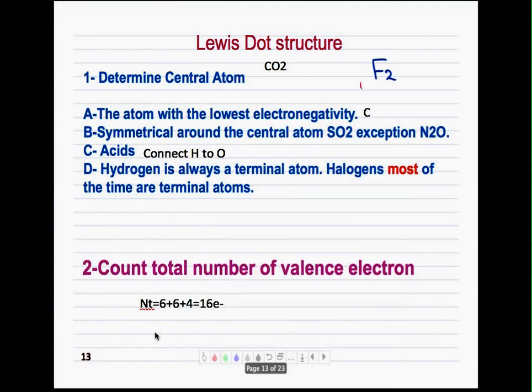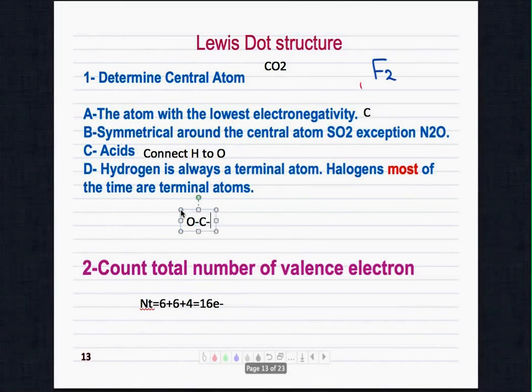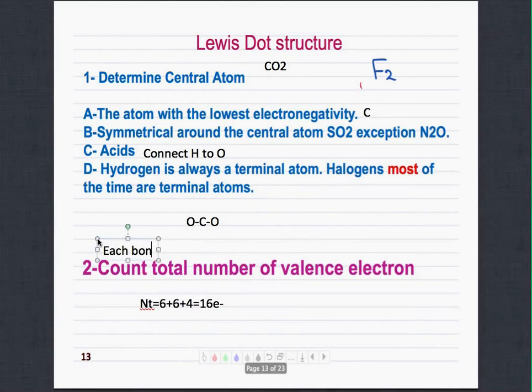Now after that, we connect the central atom by one bond to the terminal atoms. With that in mind, there are 1, 2, 3, 4 bonds, so 4 electrons... no, each bond represents 2 electrons. So I have 1, 2, 3, 4 bonds, and I'm going to subtract those 4 electrons from the total. So minus 4, I have a total of 12 electrons.